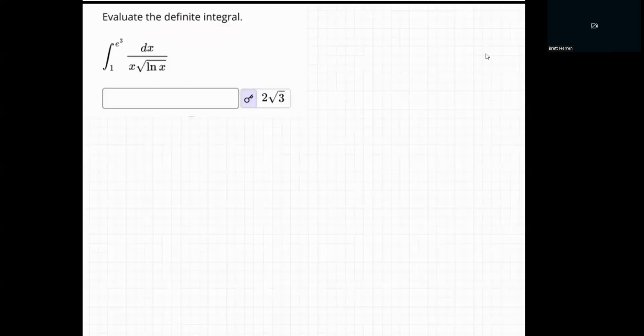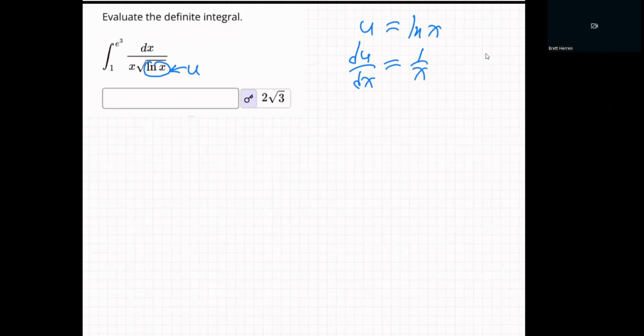I carry out this definite integral. So, we're going to let u be the part that's on the inside, like usual. So u is going to be ln of x, and then du, just not the root, just what's inside the root. Then du dx is 1 over x. Multiply both sides by dx. Cancels. So du is 1 over x dx.